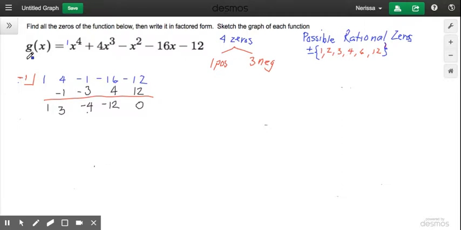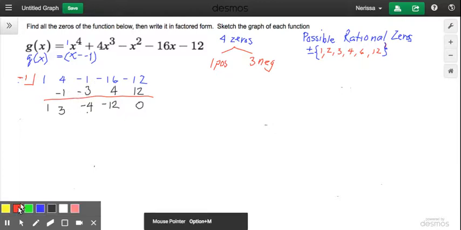Okay, so we can write now g of x as, okay, we found 1 zero. Therefore, the factor is, so if negative 1 is a 0, the factor is x plus 1 or x minus negative 1. So let's just do it like that. X minus negative 1, which will turn to x plus 1. All right, so now we have 3 more zeros to look for.